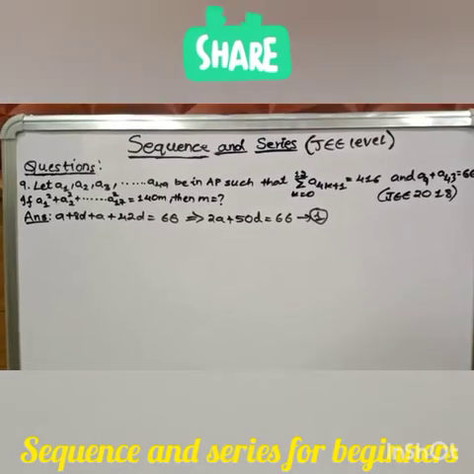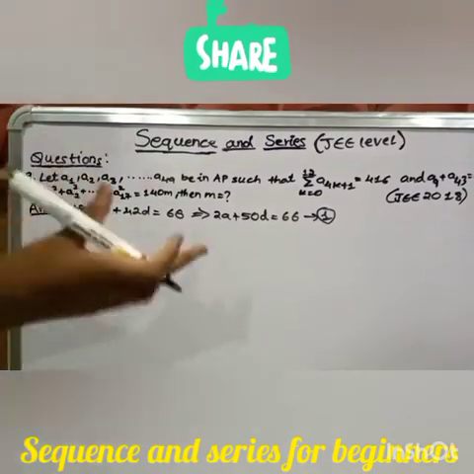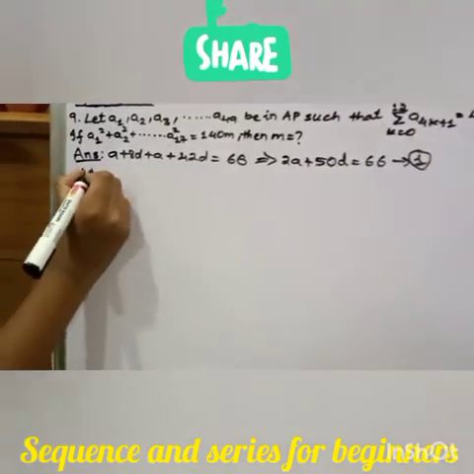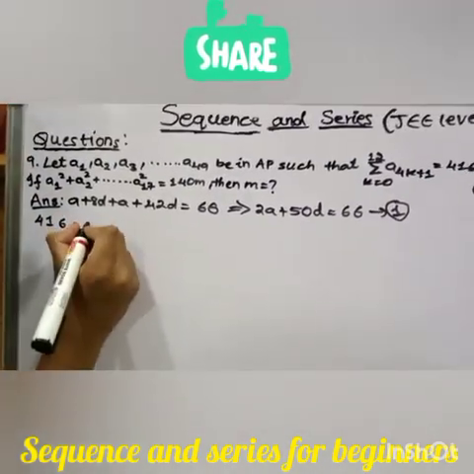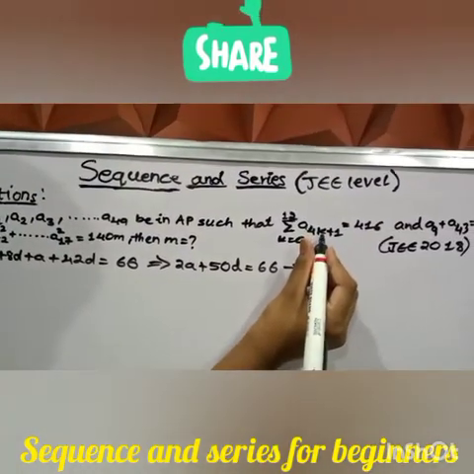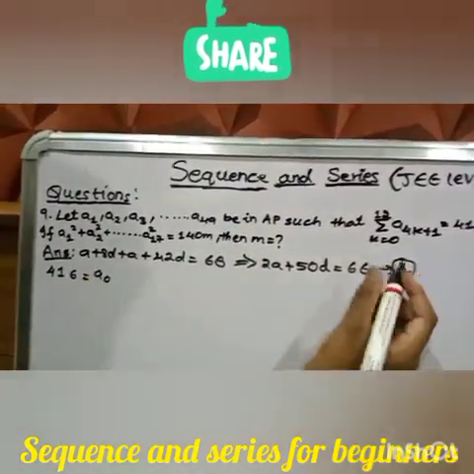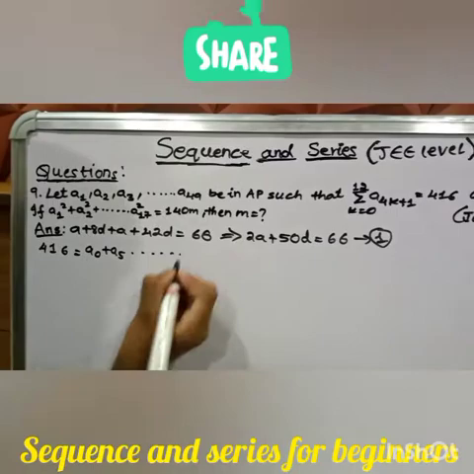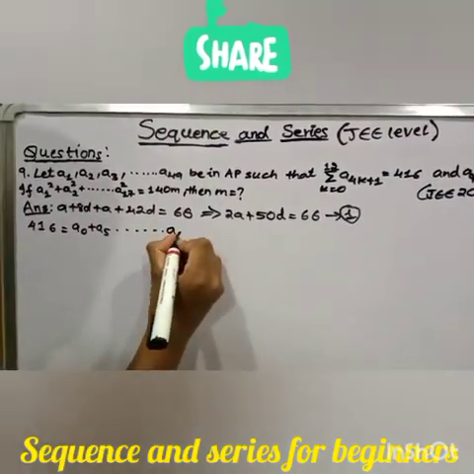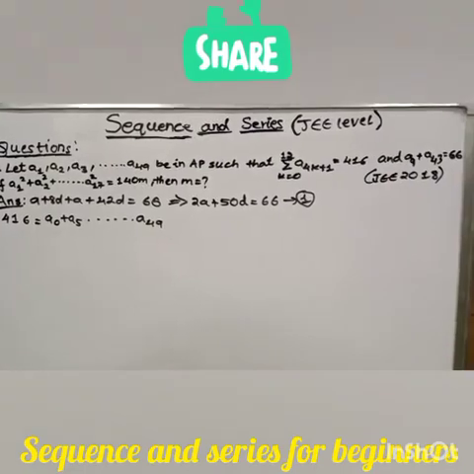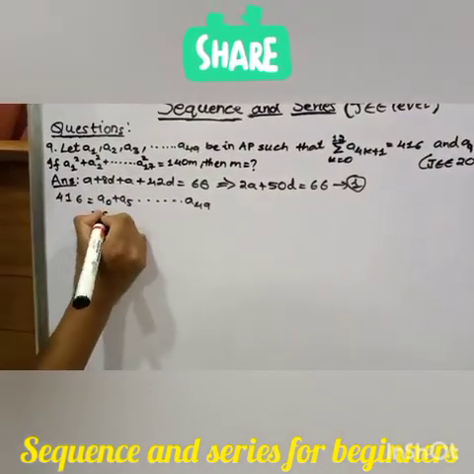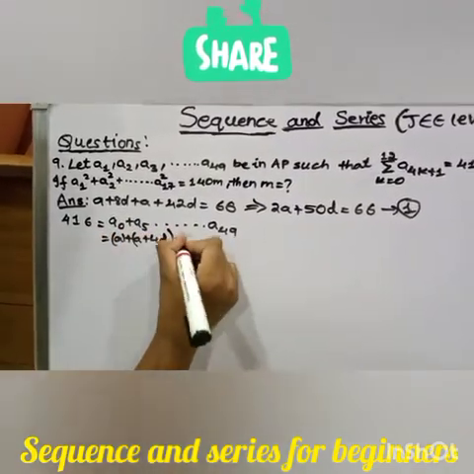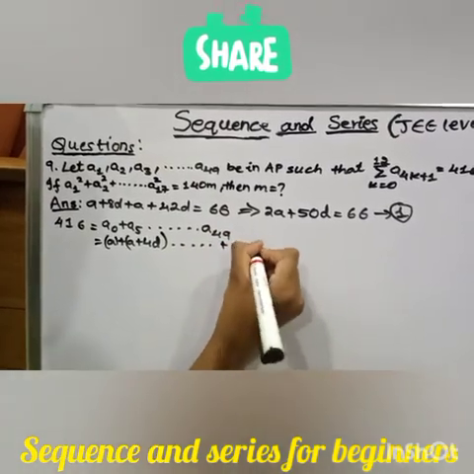Okay, so for the second one, what can we do? Let's take the same thing, sum of n terms of an AP. So 416 will be equal to, when k equals 0, it is a1, when k equals 1, it is a5, and so on until a49. So what we can do is the same. We have to expand a, a plus 4d, and so on, plus a plus 48d.